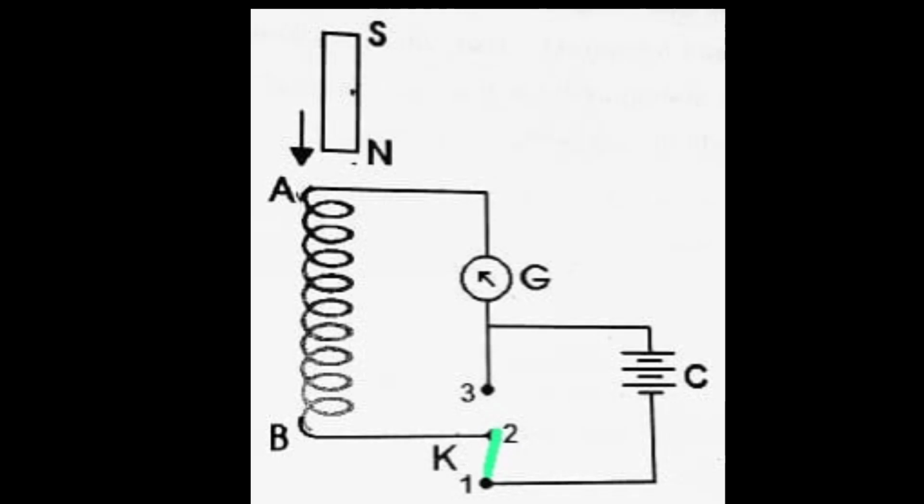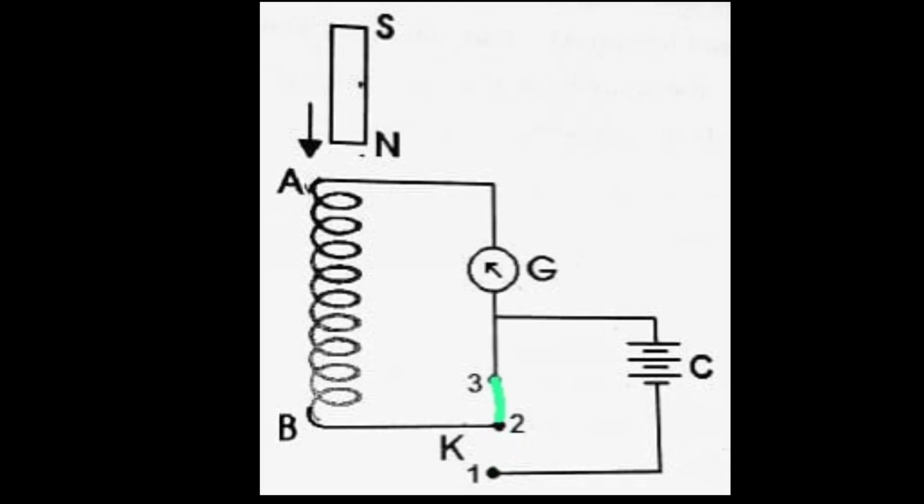Now for the experiment, step number 1: close the key by inserting a plug between 1 and 2. The current flows in the coil. The current through the upper face of the coil flows anti-clockwise. So this face of the coil acts as a north pole and the galvanometer shows deflection. Let the galvanometer show deflection to the right side.